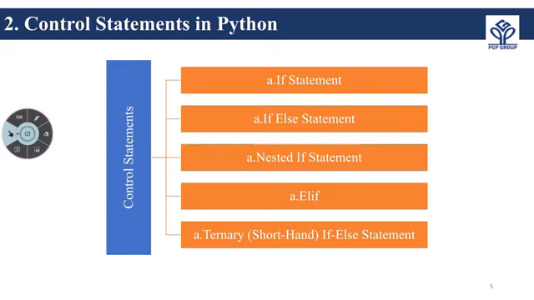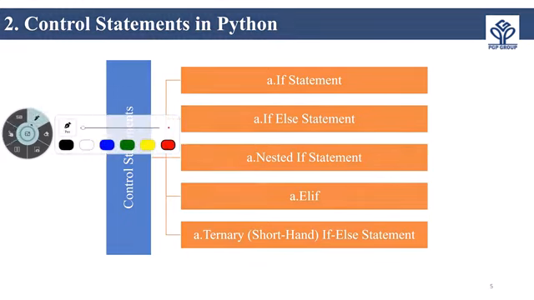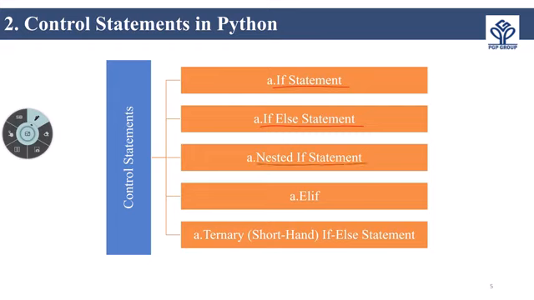So next one, control statements. How to control the statements? What are the methods we are using? First one, if statement. Next one, if else statement. Third one, nested if statement. Fourth one, elif statement. Then finally, ternary, that is shorthand if or else statements. Next we will discuss and elaborate each and every statement with an example.